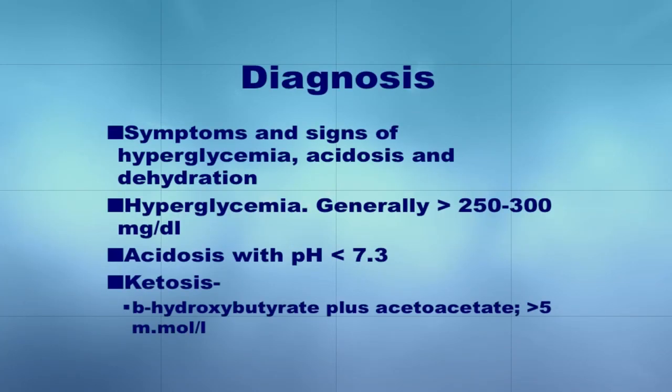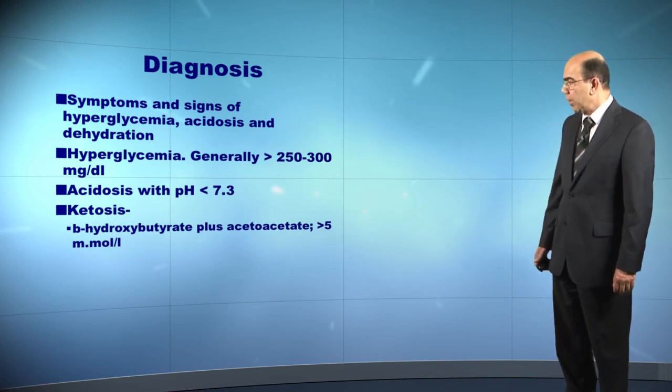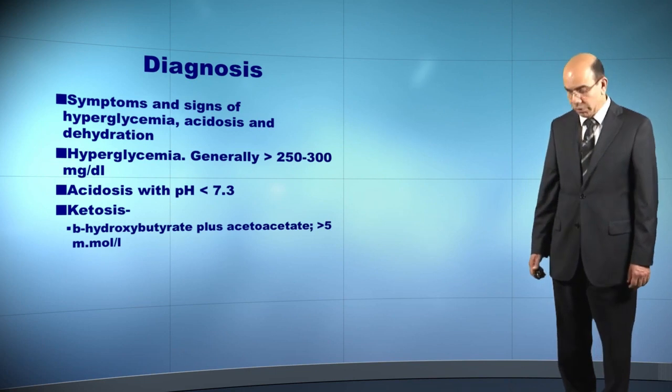Diagnosis of DKA depends on the symptoms and signs and recognition of those symptoms and signs in diabetic patients. In general, symptoms of diabetic ketoacidosis reflect symptoms of hyperglycemia, acidosis, and dehydration. Glucose levels are generally over 300 milligrams per deciliter, while acidosis is apparent with a pH of less than 7.3 and presence of ketosis as measured by the nitroprusside reaction or specifically by beta-hydroxybutyrate level.